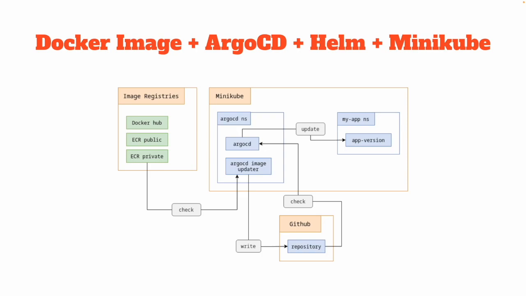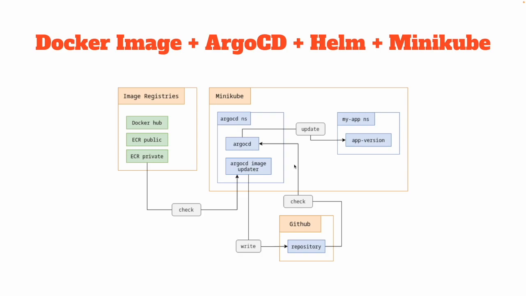So let's take a look at this chart. This is how Docker image, Argo CD, Helm, and Minikube work together. As you can see, Minikube is, let's say, just a machine for our application to run. So Minikube contains Argo CD and the application, which is this will be the Helm. It's gonna be here and contain a deployment, a template for the deployment. And this is a Docker image.